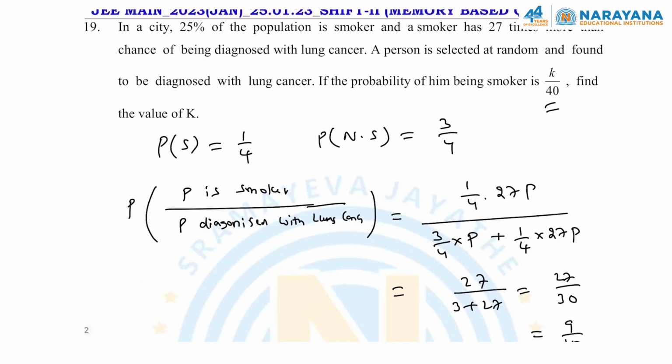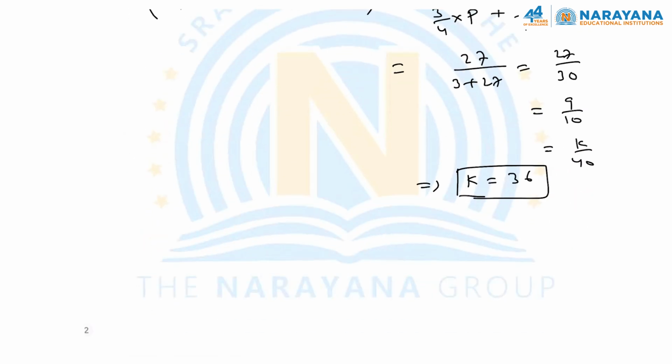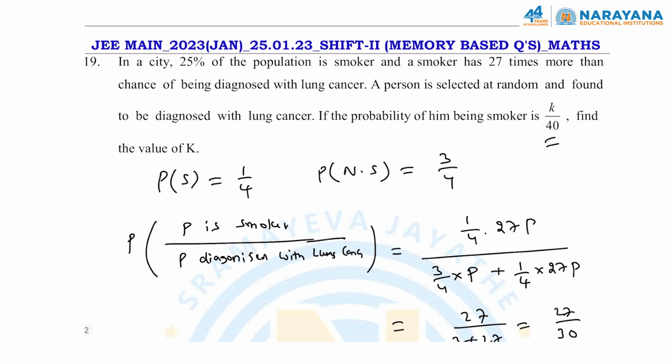Diagnosed with cancer means first we write he's a non-smoker then diagnosed with cancer, then smoker, then probability of diagnosing with cancer: 3 by 4 into P. Since we have assumed P, a person who is a smoker, the probability he will be diagnosed with lung cancer will be 27P, so 1 by 4 into 27P. So this is Bayes theorem. The answer is 36.